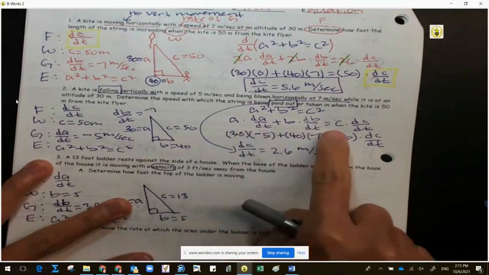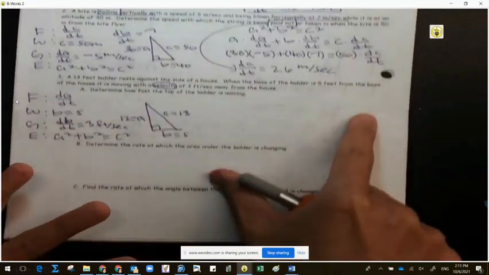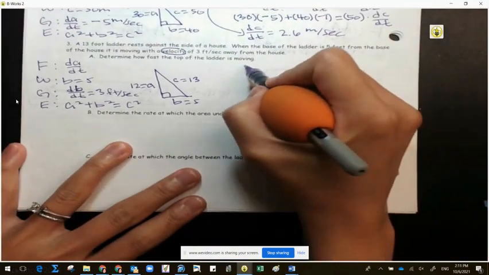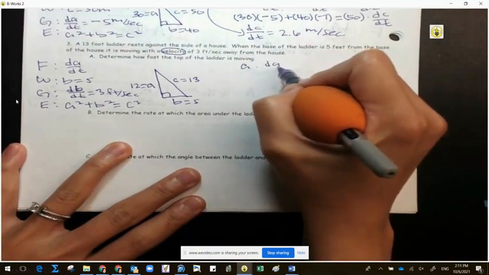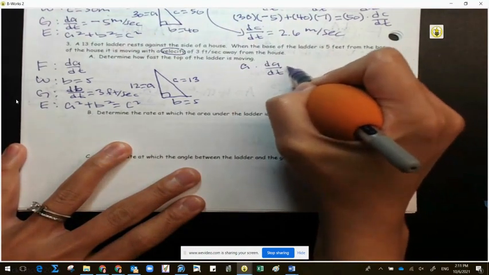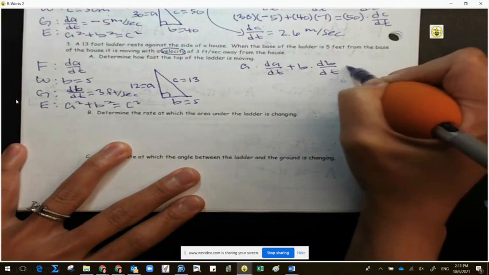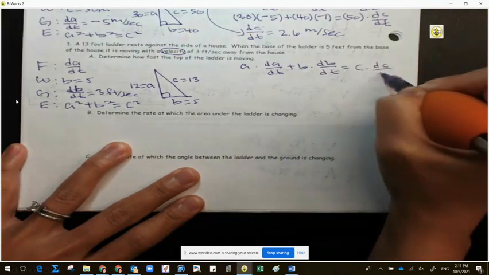I'm going to write from this guy right here. Because I'm sure we can all find the derivative of something squared. So I'm going to write out A dA over dt, just copy the top portion, B dB over dt, and C dC over dt.